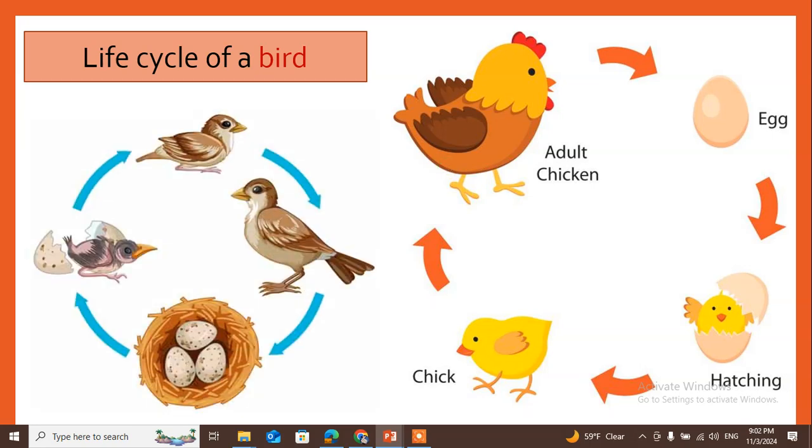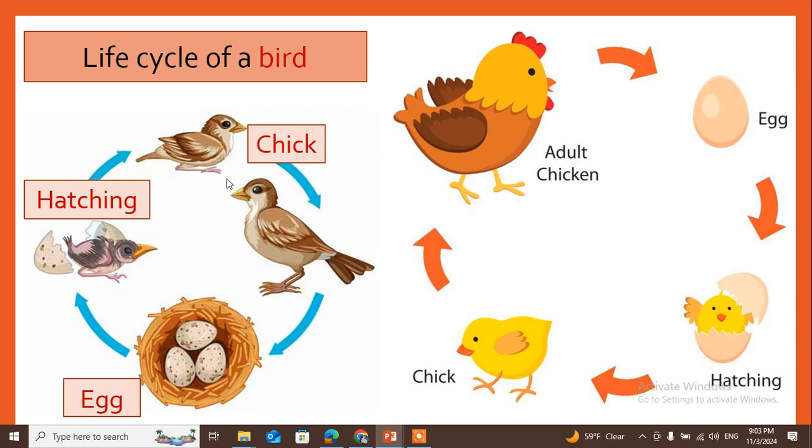Let's take a look at this bird here. This is an adult bird. It lays eggs. A chick hatches from the egg. It continues to grow until it's an adult bird. So, egg, hatching, chick, adult. Adult means it can reproduce.